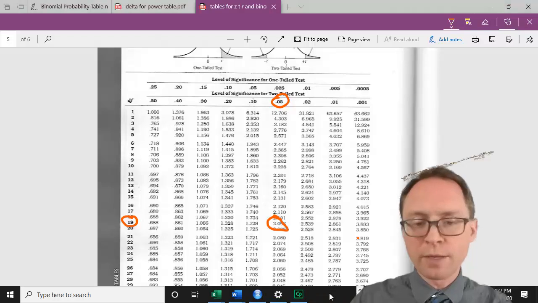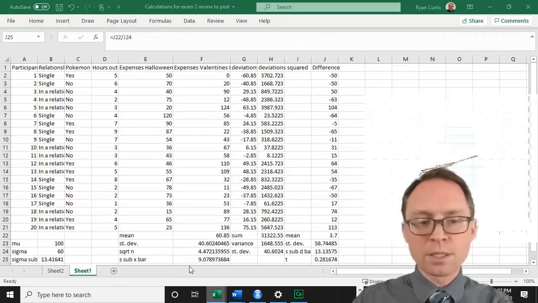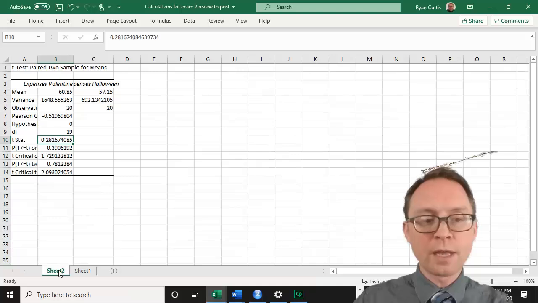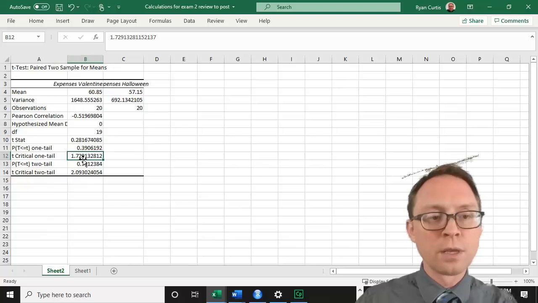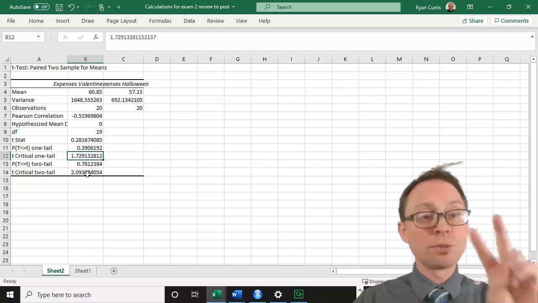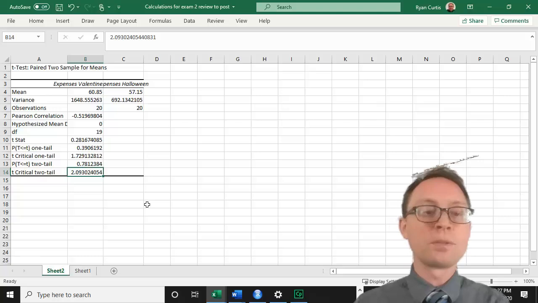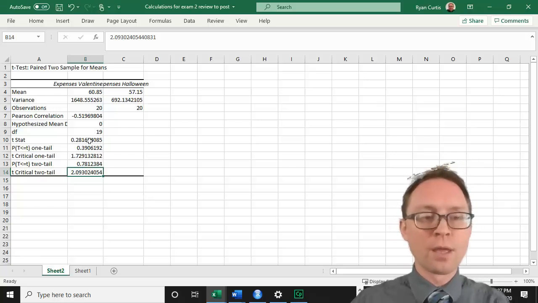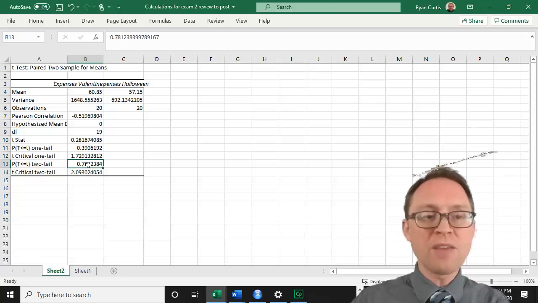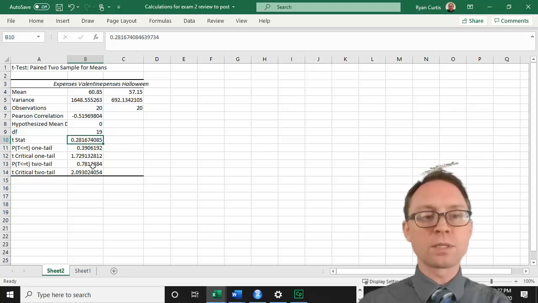Here's the other way you find it. In Excel, if you use the data analysis to calculate it, which I did right here, then look, here's the T critical. Let me pull this over so you can see what it says. T critical for a one-tailed test, we want a two-tailed test. Here's the T critical, 2.093. And here's the p-value of this statistic, 0.28167.